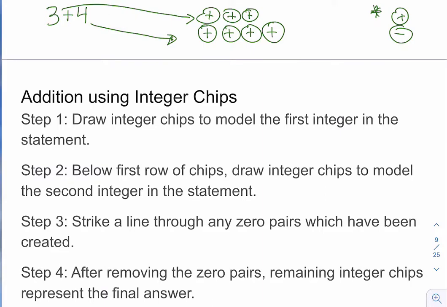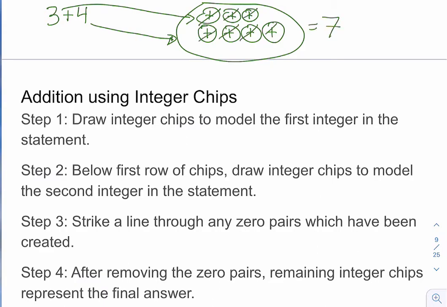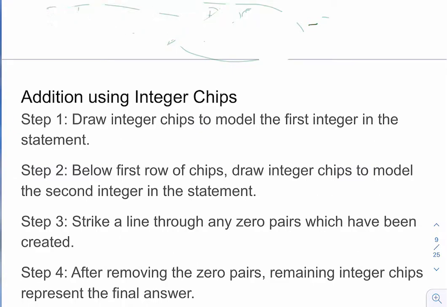So we move to step 4. After removing the zero pairs, the remaining integer chips represent the final answer. So now all I have to do is count these up: 1, 2, 3, 4, 5, 6, 7. So 3 plus 4 equals 7. All right, now let's try one a little bit more interesting. Let's say we have negative 3 plus 4. Same numerals, but a change in signs here.